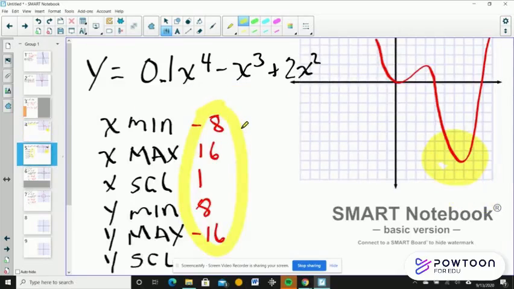So if you go to your Window button and change your parameters to x min and max of -8 and 16, and y min and max of -16 and 8, then you'll see your entire function will show up on your screen.